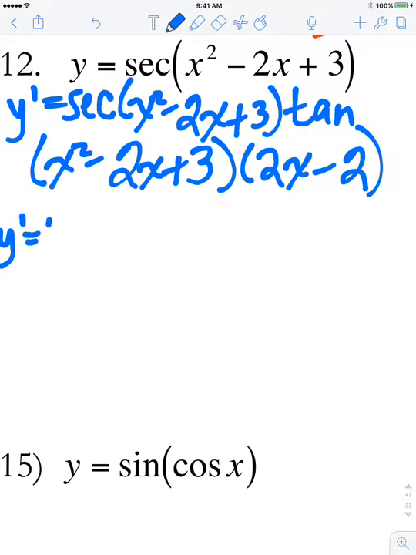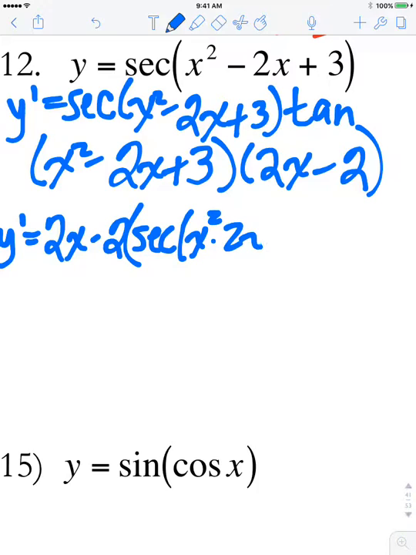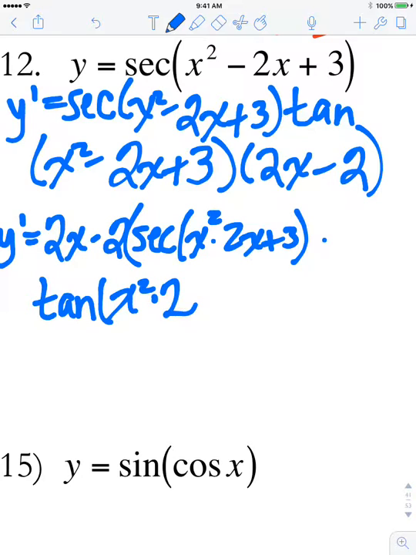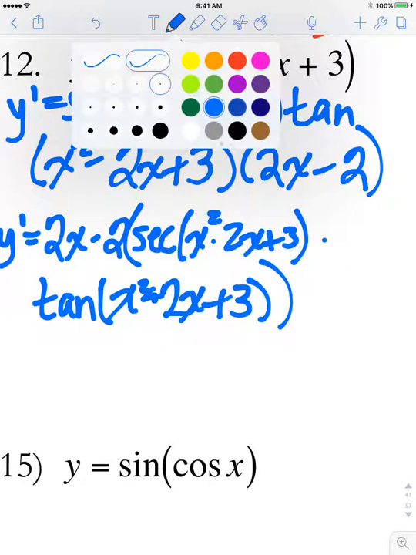So I'm just going to clean this up a little bit. Y prime equals, I'll put the 2x minus 2 in the front, times secant of x squared minus 2x plus 3 times the tangent of x squared minus 2x plus 3. And that's the answer. You're done. It's that easy. Okay, let's turn to number 13. Okay, odd one.